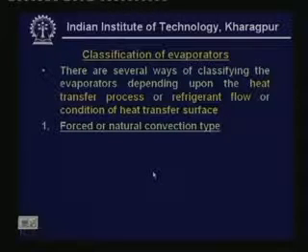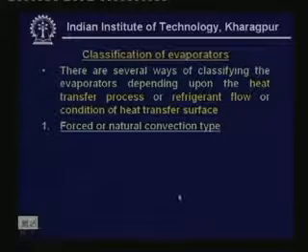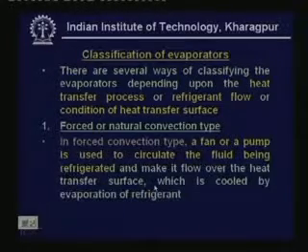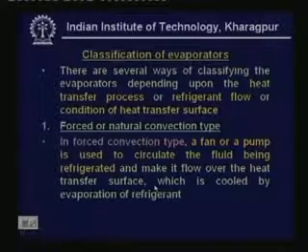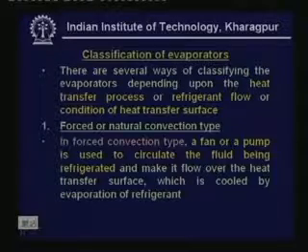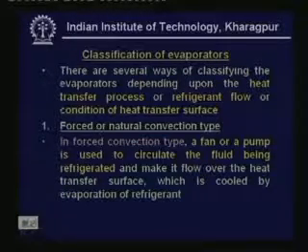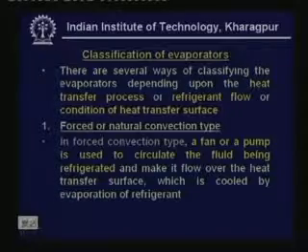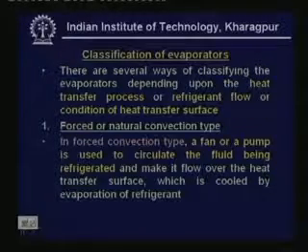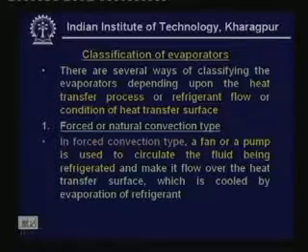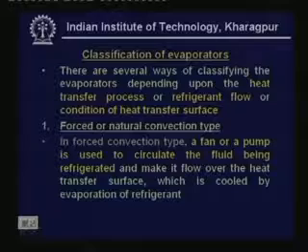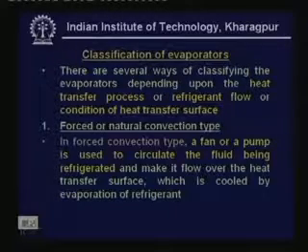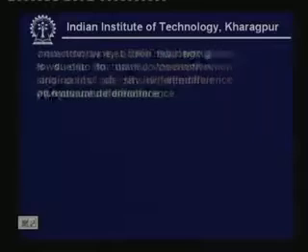Okay. For example, you can classify them as either forced convection type or natural convection type. And as you know, what is a forced convection type evaporator? In forced convection type evaporator, just like forced convection type condenser, a fan or pump is used to circulate the external fluid. External fluid could be water or air or any other media. Okay. So, you need a pump or fan for circulating this external fluid. Make it flow over the heat transfer surface, which is cooled by evaporation of refrigerant. This is the forced convection type evaporator.